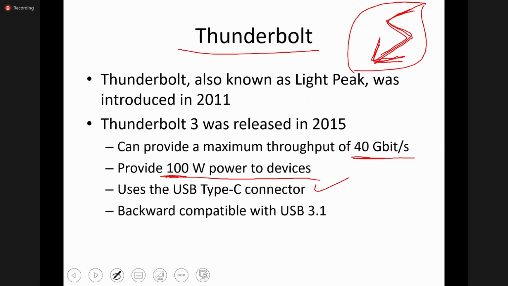This means the maximum speed that this cable can deliver is 10 watts.